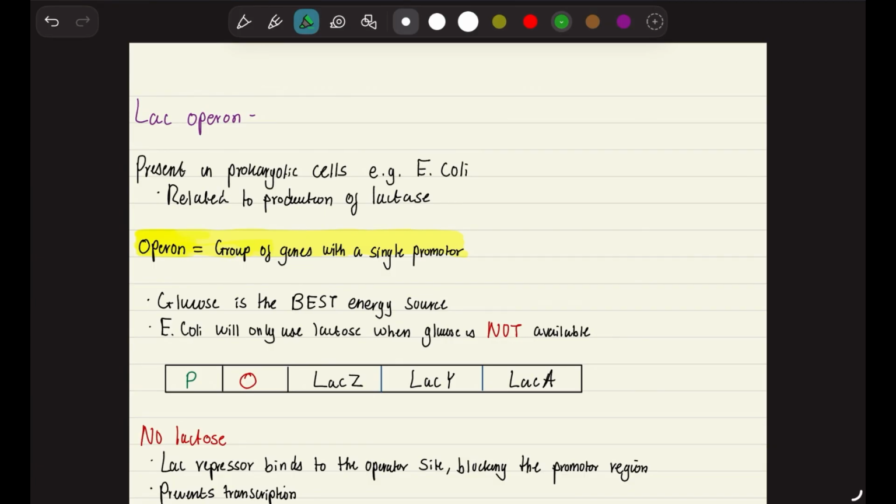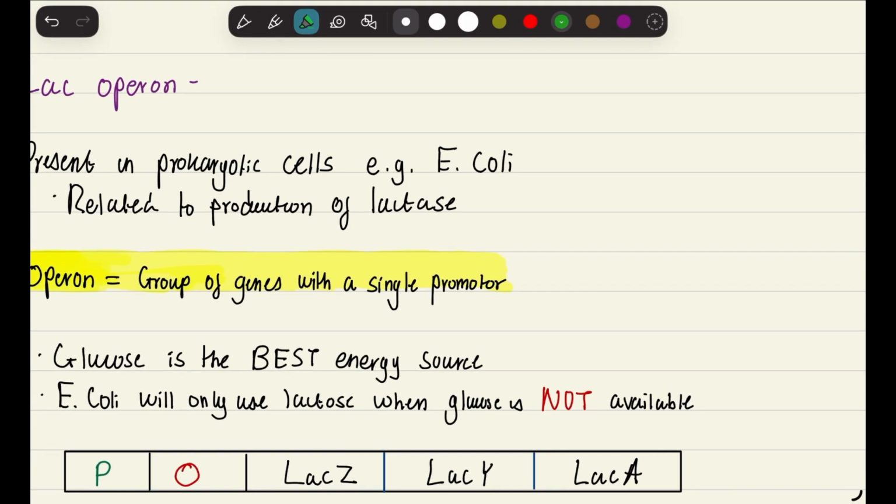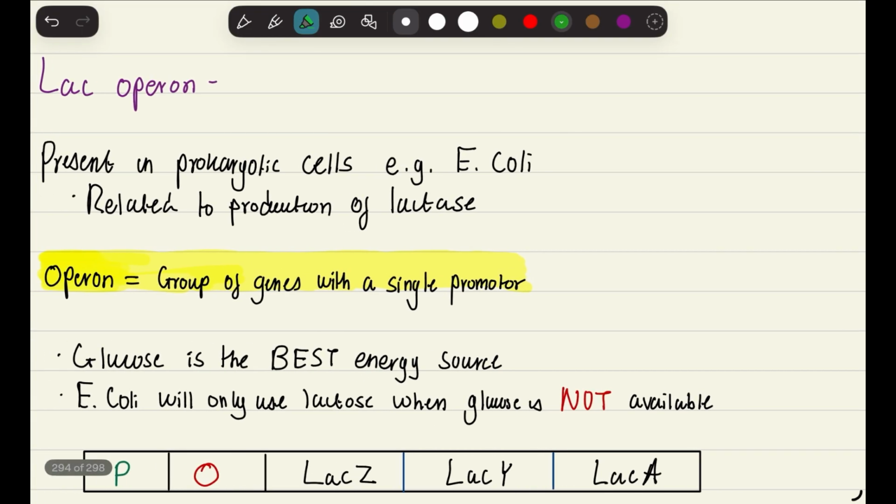I'll be straight up with you. Lac Operon is very rare to come up, and I haven't tried this. I believe it did come up in my year, so I just thought, let's cover it in here. So your Lac Operon is normally present in your prokaryotic cells, and we're really going to be talking about E. coli, right? Very common cause of bacterial infections to do with your abdomen and stomach area. It is not pleasant, I'll tell you that. But what we're really talking about is the production of lactase, right?